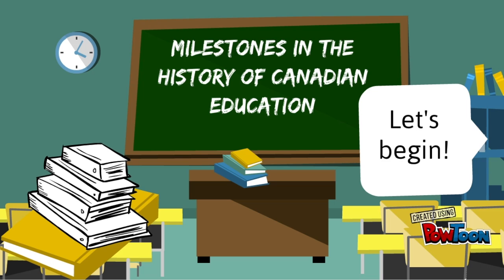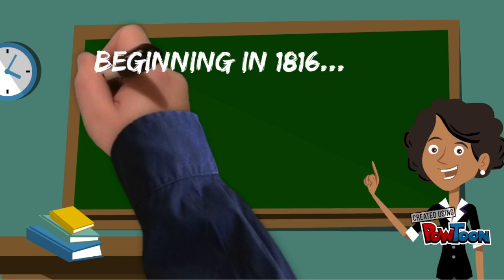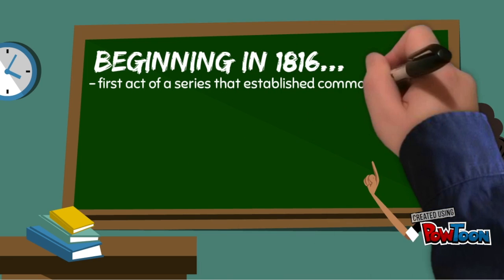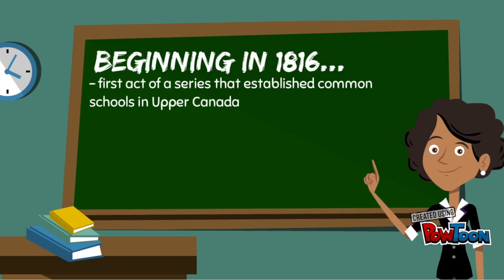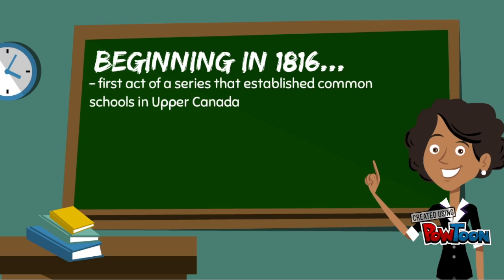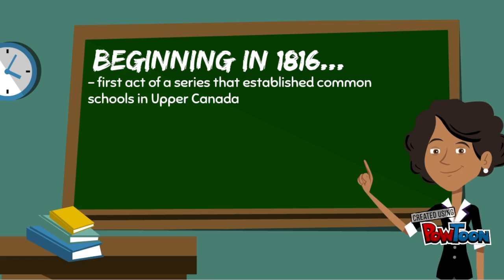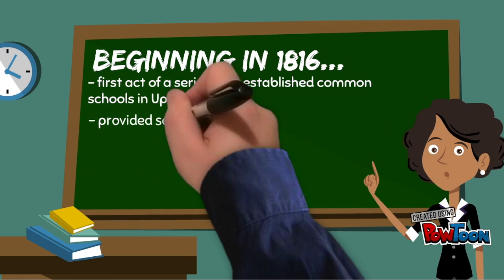Let's begin! The 1816 Common School Act was the first of a series that established common schools in Canada. Grammar schools were already established, but they were only accessible to higher class citizens and their courses weren't meeting public needs. Sir Francis Gore, who was Lieutenant Governor at the time, decided that a school system accessible to lower class citizens was needed, and in 1816, an act to make that possible was created.